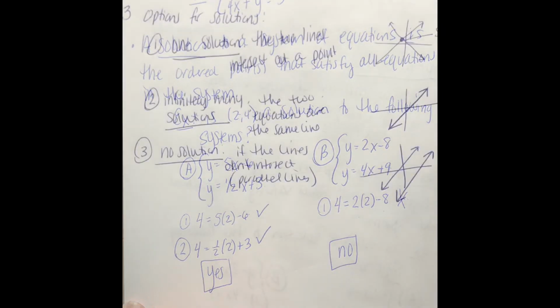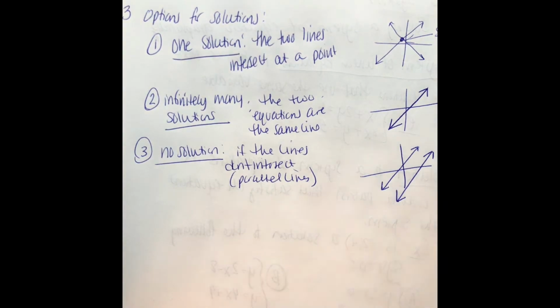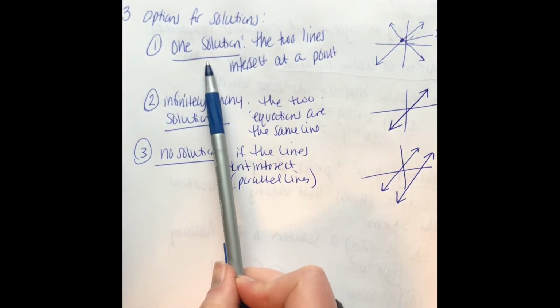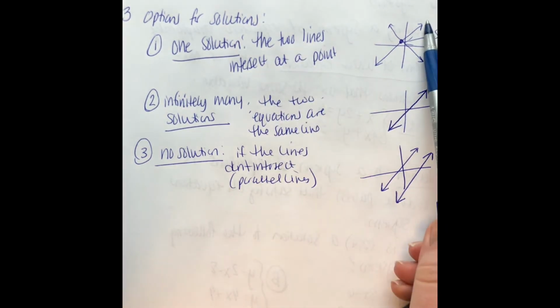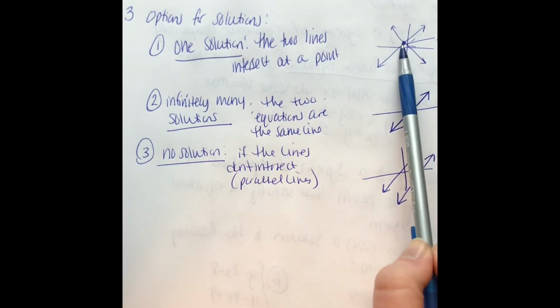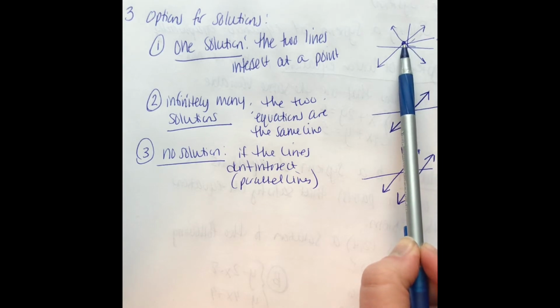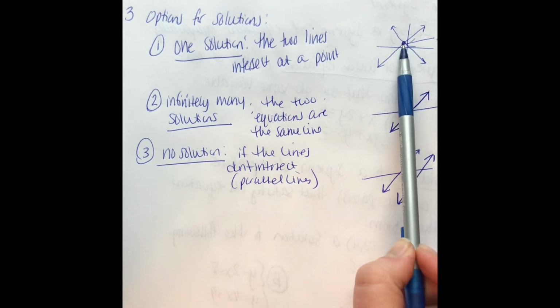not just some. We have three options when it comes to our answers when we solve systems of equations. Our first one is you could have one solution. One solution occurs where the two lines intersect. So if this is line 1 and this is line 2 and these two lines cross and intersect at this point, that coordinate point, whatever it is, is going to be the solution to that system.